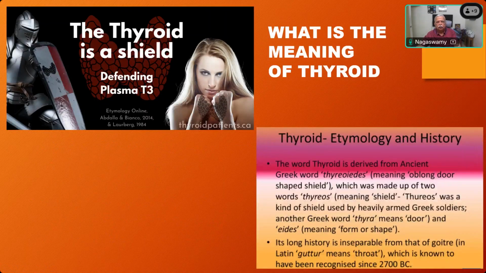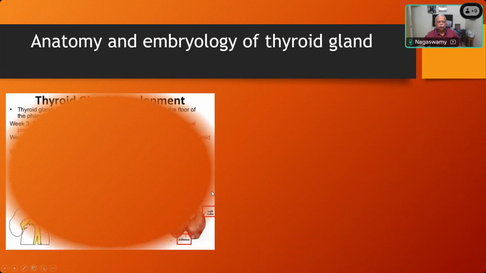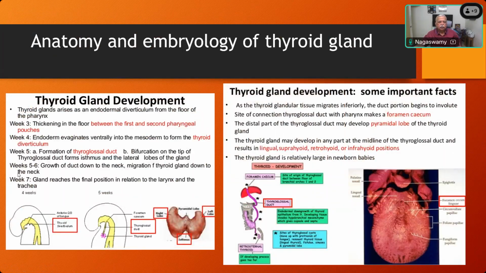The name, why it is called thyroid? Because it is a word meaning shield. It looks like the shield of the Greek and Roman soldiers, which they used. This is the embryology. The development starts as early as third week, and by seventh week, the gland reaches the final position to the larynx and the trachea. But in the middle, it may get arrested anywhere, and that will be called ectopic thyroid. If they are situated elsewhere other than the normal position, they are called ectopic thyroid.